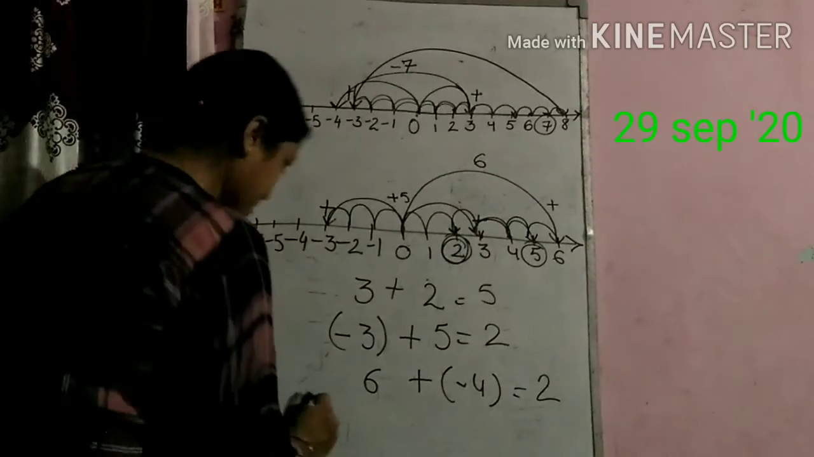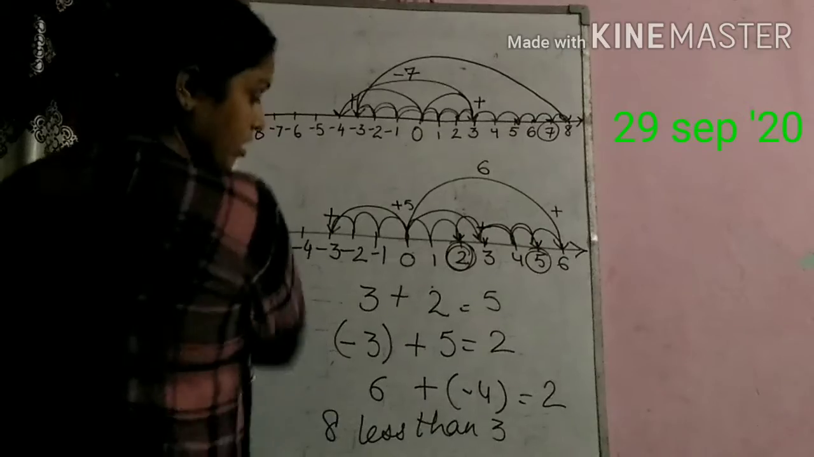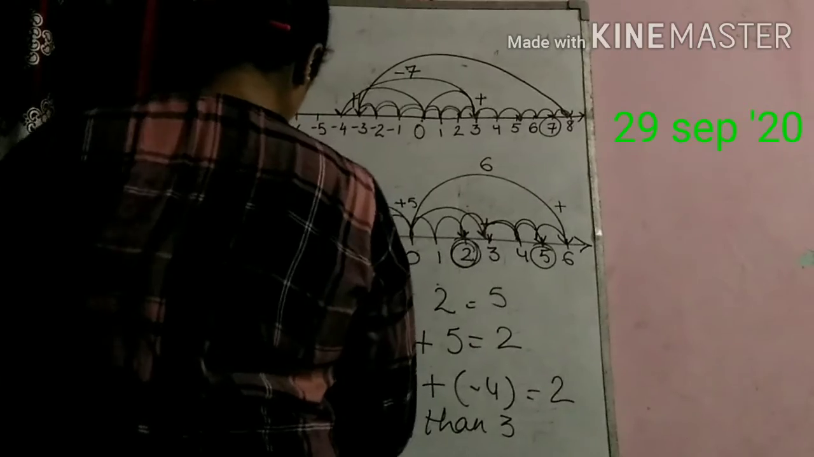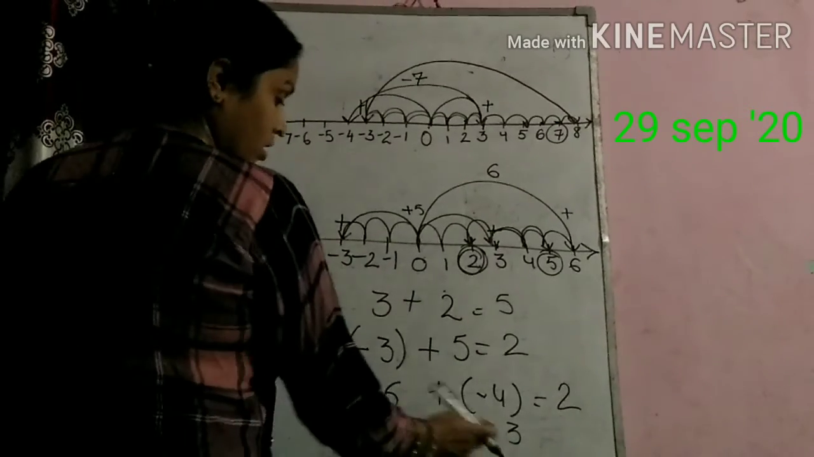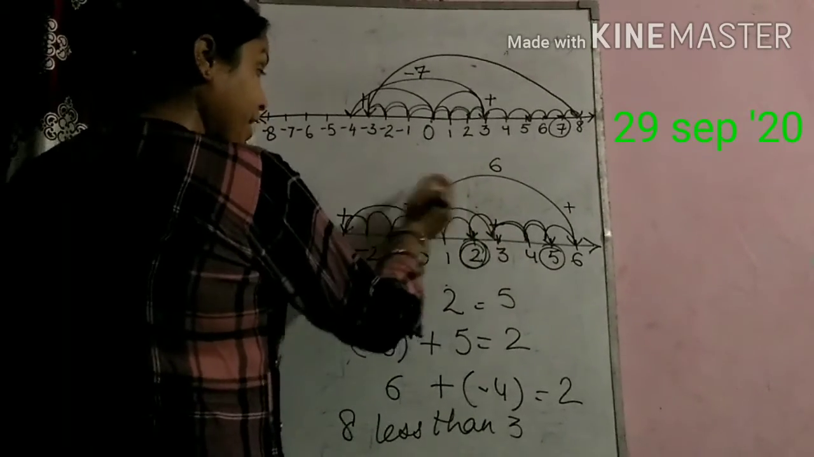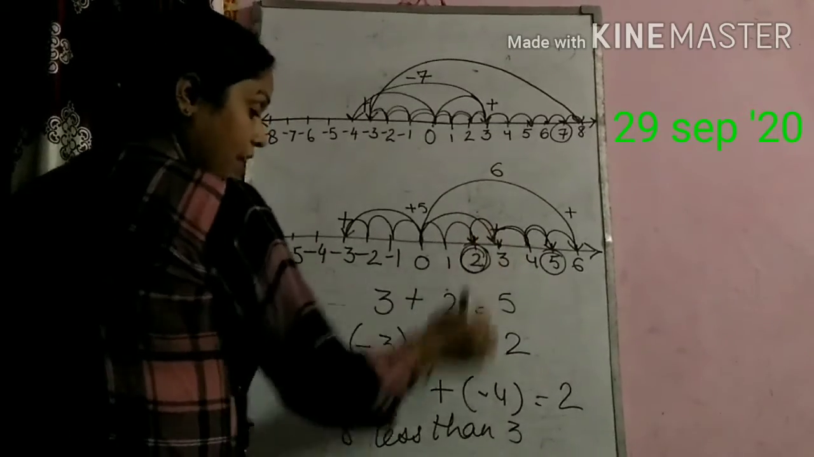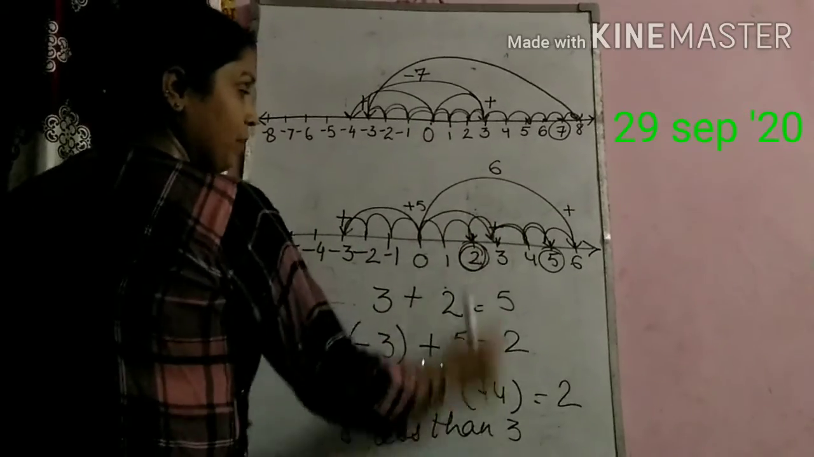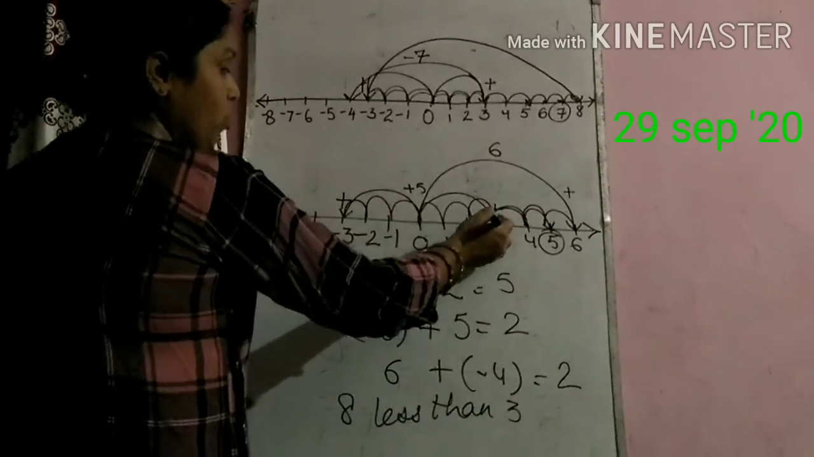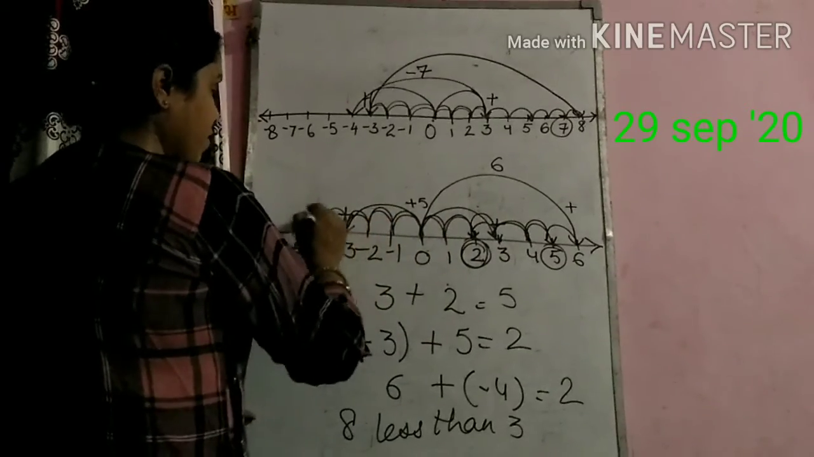If the question says 8 less than 3, how will you show it? First, 8 less than 3, so I will be starting from 3 and move 8 units to the left side. It's less than, that means towards the left side. If it's more than, you will go towards the right side. So from 3 I will be starting and I will be moving 8 steps backward. 1, 2, 3, 4, 5, 6, 7 and 8.